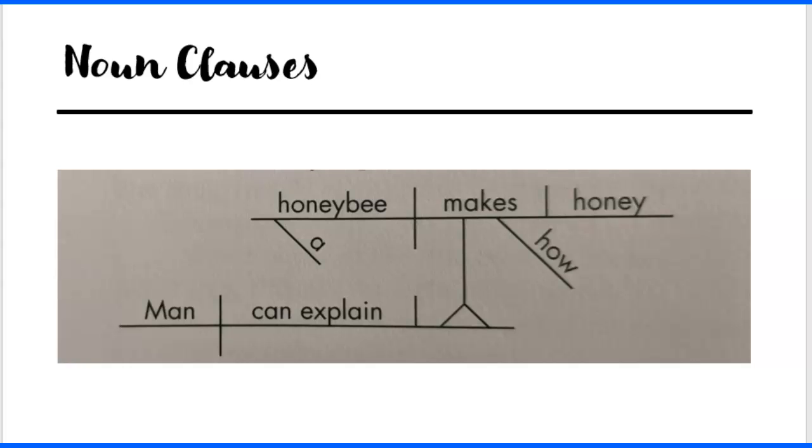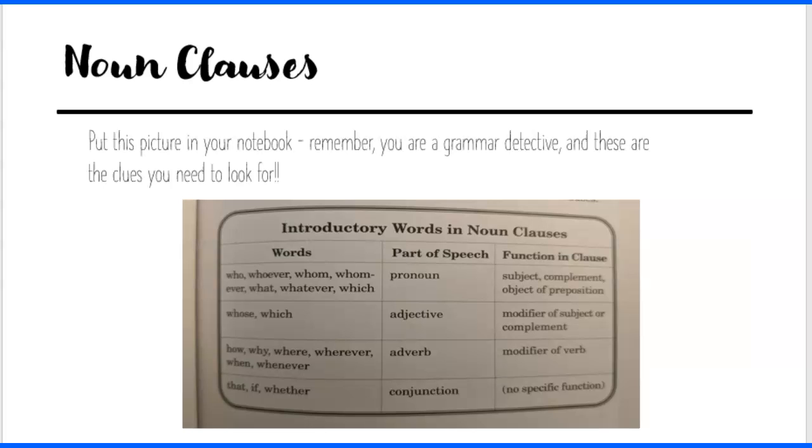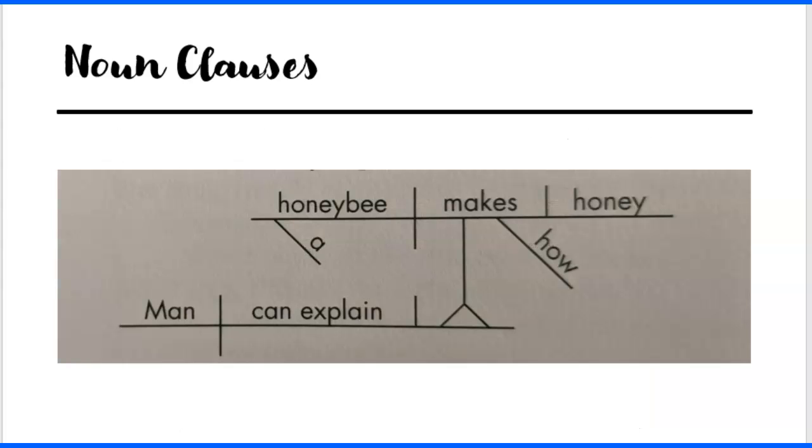Well, the first thing I'm going to do is pop right back to my introductory words, and I'm going to look down over them. I don't think I had any of those. I didn't have one of these. I think I had a how. Okay, let's go back and see. Did I have a how in here? And I certainly did. Man cannot fully explain how a honeybee makes honey.